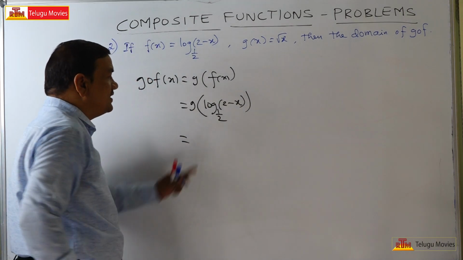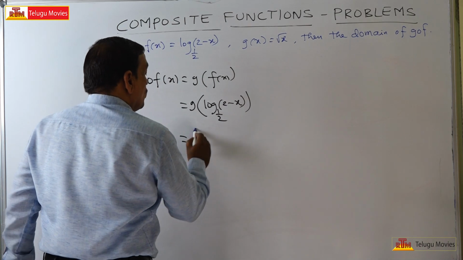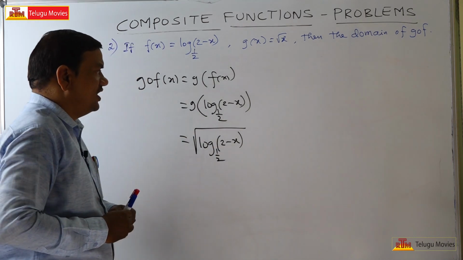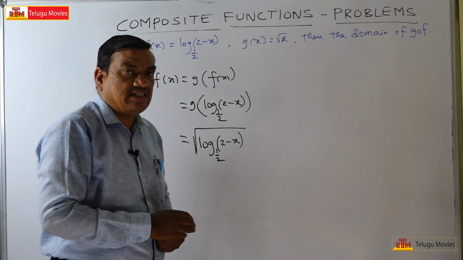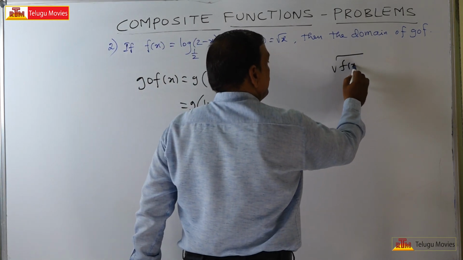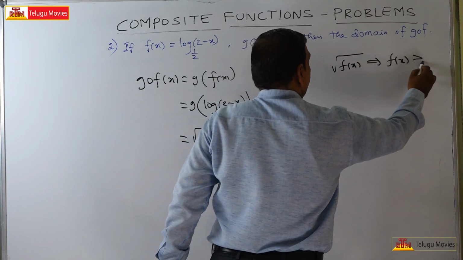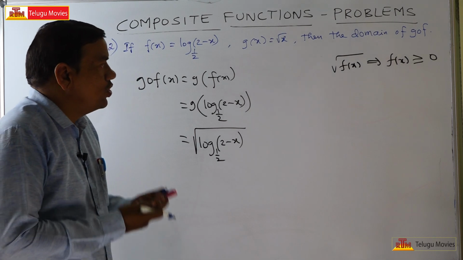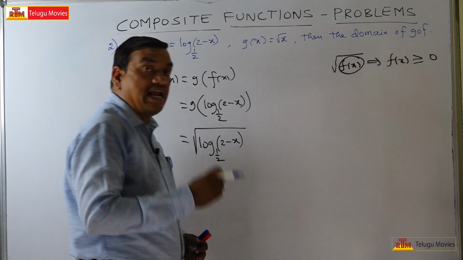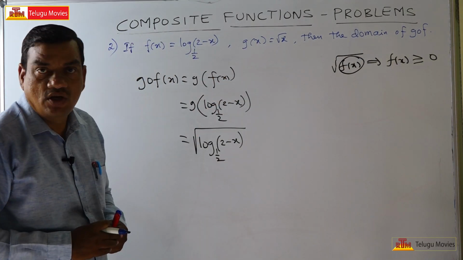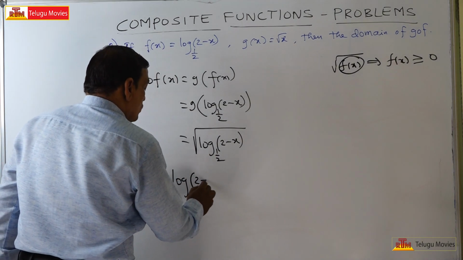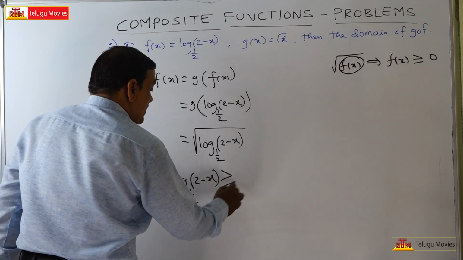Who occupies the logarithm? So this is the root of log of 2 minus x under base 2. In the previous classes, I explained this type of model. Wherever you have a root of some f of x, to find the domain, f of x should be greater than or equal to 0. Whatever is under the square root should be either 0 or positive. Therefore, by definition, log of 2 minus x base 2 should be greater than or equal to 0.